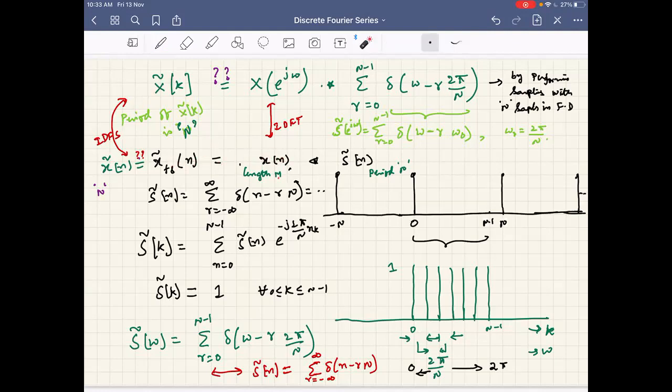These are equal because the frequency sampled version of x of n is obtained by the time domain convolution of x of e power j omega with s tilde of n, right? So here it is multiplication and this is convolution, and you have seen that s tilde of n is a periodic impulse train.